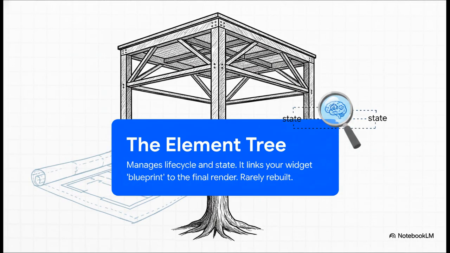Next up is the element tree. Now, if the widget tree is the blueprint, the element tree is like the sturdy steel frame of a skyscraper. This is the persistent, stable structure that connects your flimsy blueprint to the final thing you see on screen. It manages the widget's lifecycle, and, crucially, this is where the state lives. This tree almost never gets rebuilt.